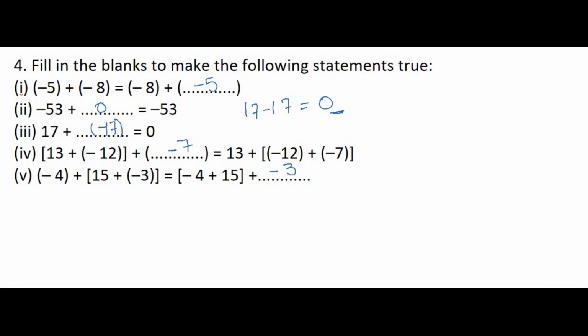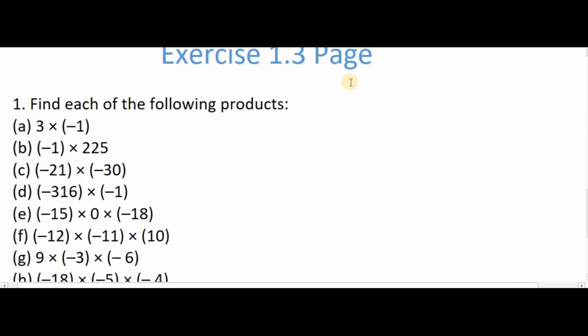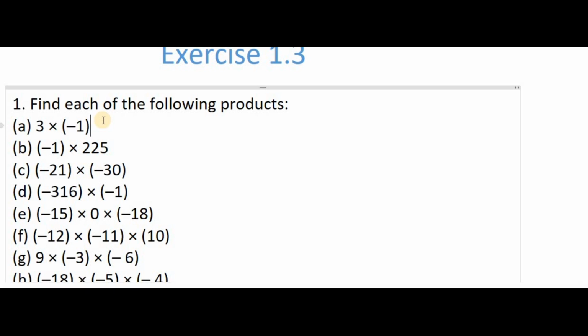Okay students, now we'll move on to the next question. So students, we completed exercise 1.2. Now we are moving on to exercise 1.3. Okay, so exercise 1.3. Now find each of the following products. So till now we just did addition and subtraction of the positive and negative integers. Now we are moving on to the multiplication of the integers. Integers are nothing but positive numbers as well as negative numbers.